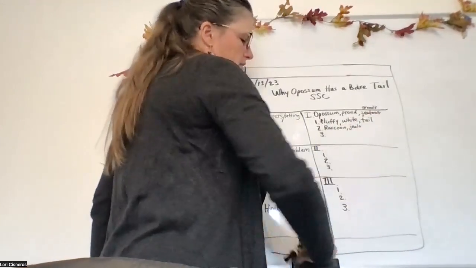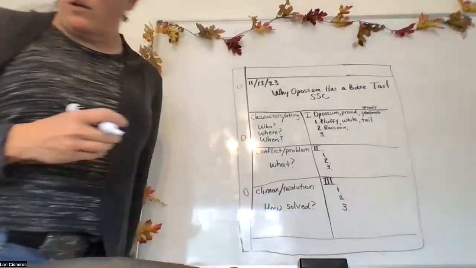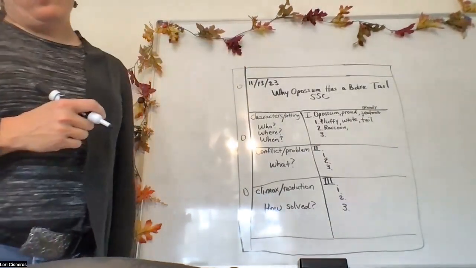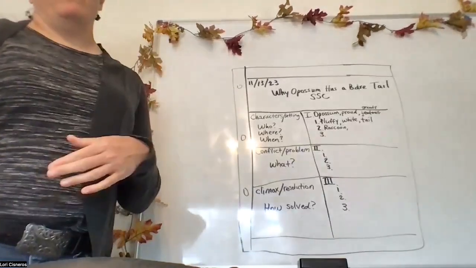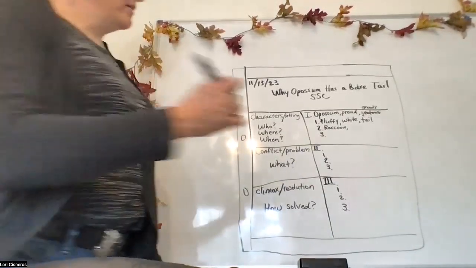Oh, but you know what? Then it sounds like the raccoon was jealous. Hold on a second. Let's talk about opossum jealous. What kind of a tail does raccoon have? Luxurious. Ooh, luxurious. I like that one.